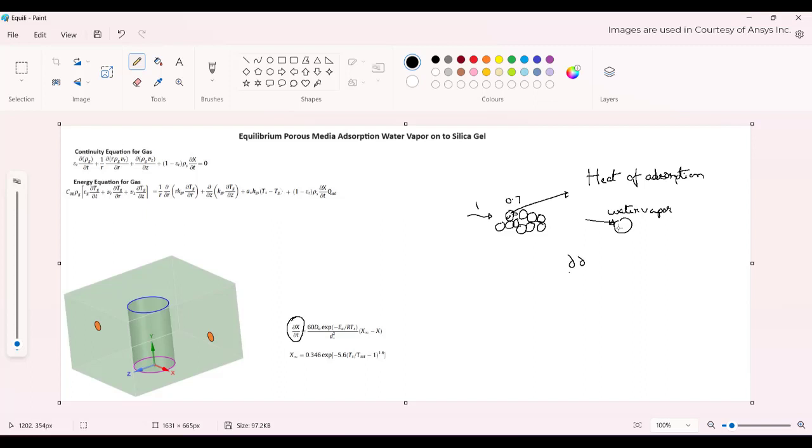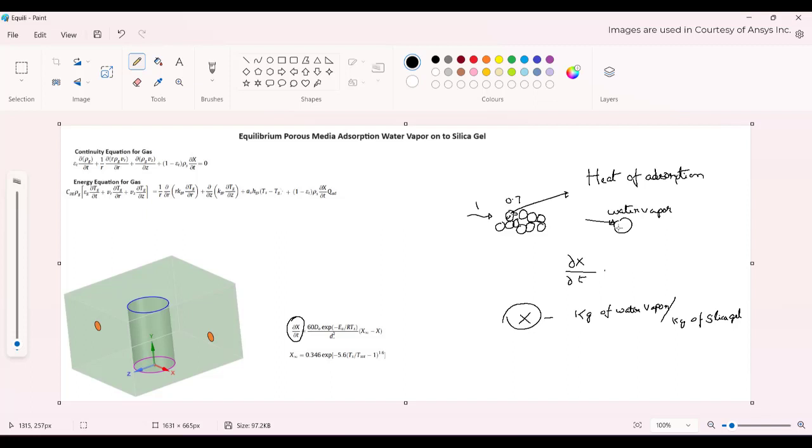So it's dou x by dou t, where x has units of kg of water vapor per kg of silica gel. So this is the x units. It is the kg of water vapor that gets adsorbed onto a kg of silica gel. So if this change, dou x by dou t, is high, then more heat of adsorption will be generated in the silica gel. Okay. So this dou x by dou t is the important term which we need to calculate.